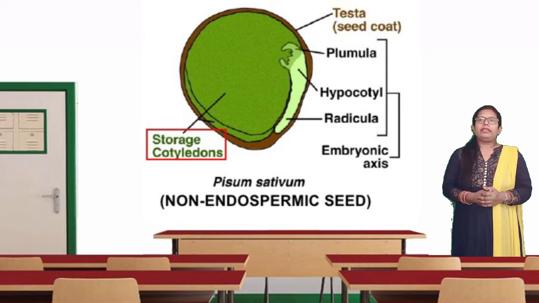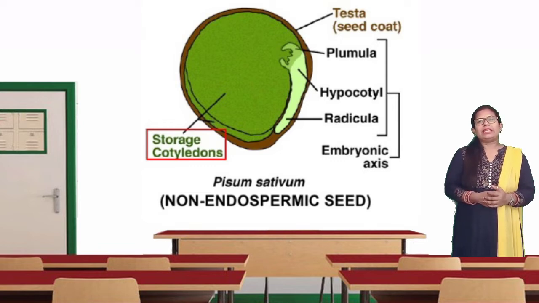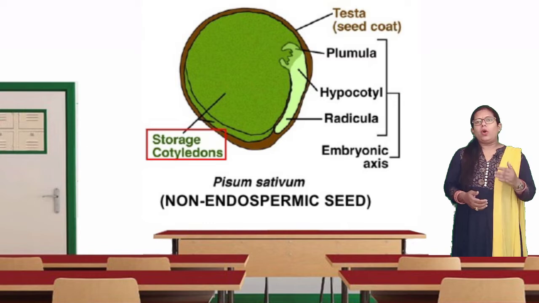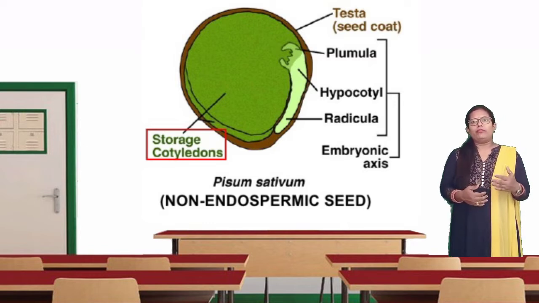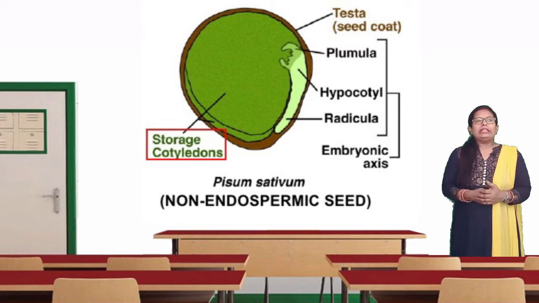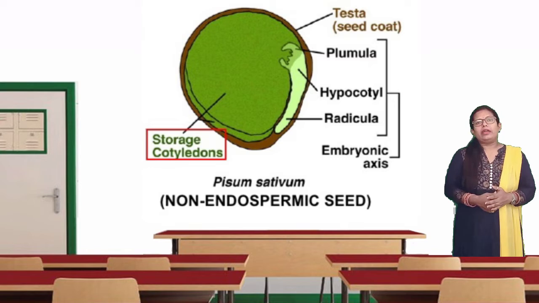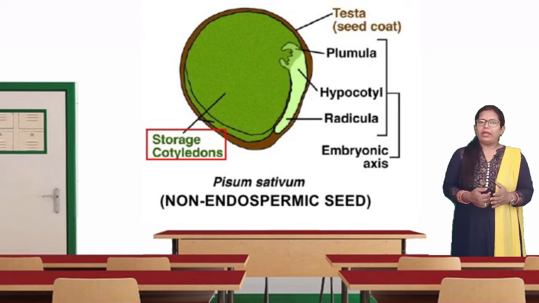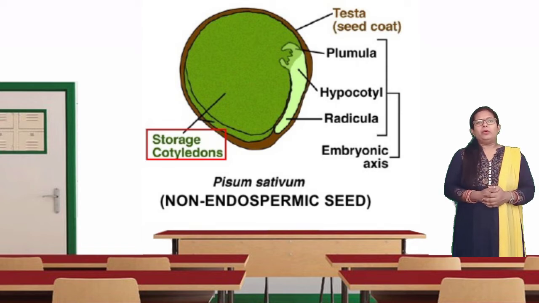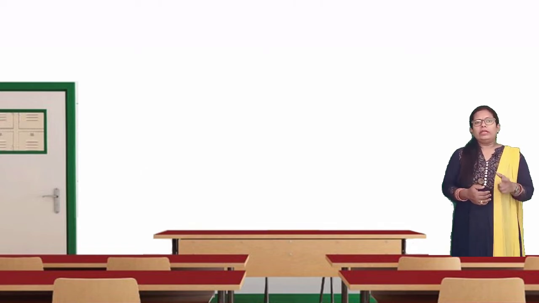This type is also further divided into monocot exalbuminous seeds, and the examples of monocot exalbuminous seeds are Vallisneria, orchids, amorphophallus, and the examples of dicot exalbuminous seeds are gram, pea, mango, mustard. Now we will study about the structure of seeds.